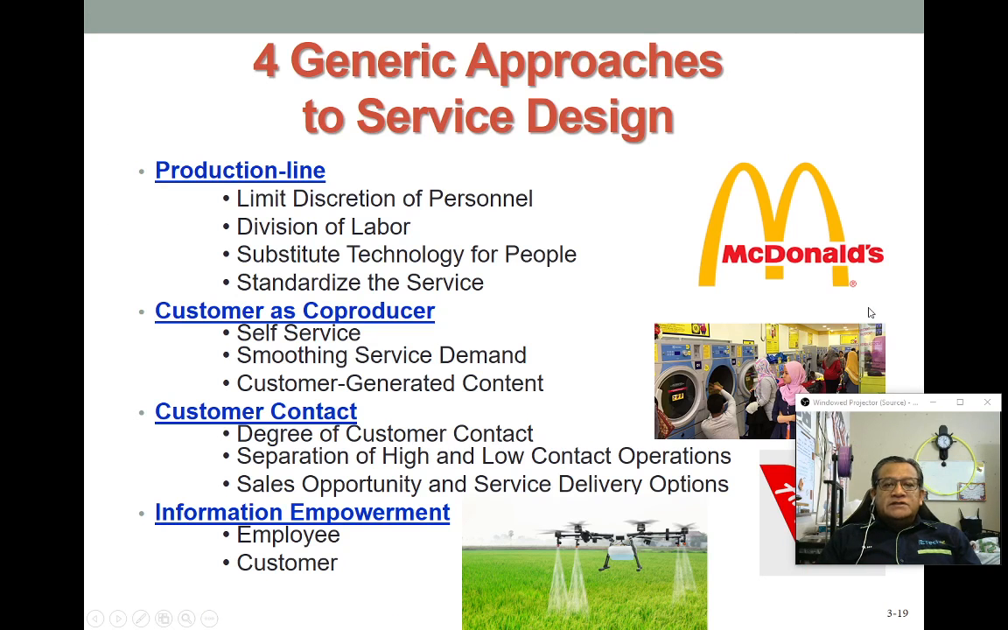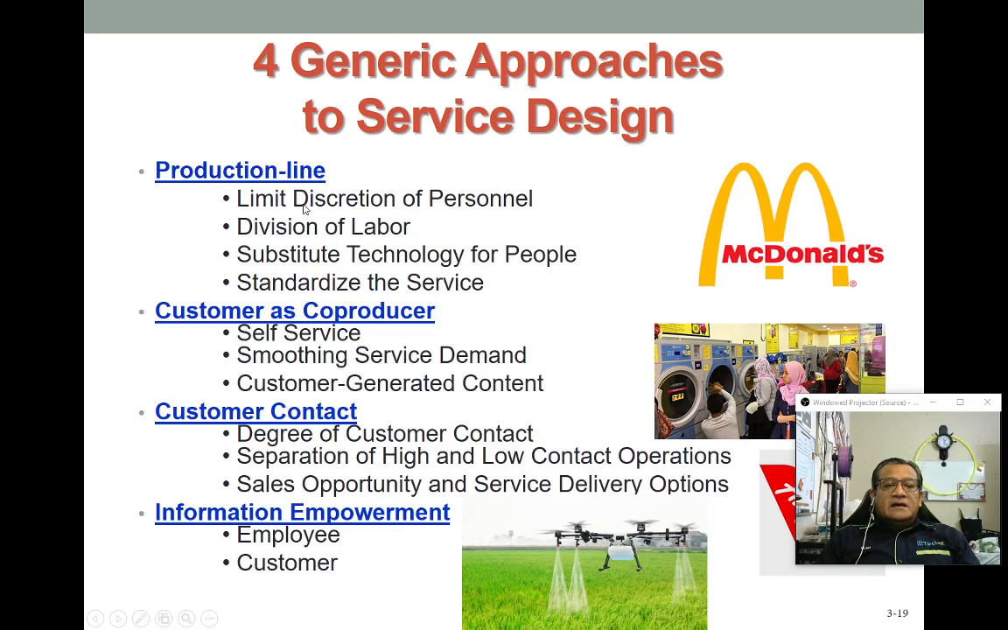Okay, there are four generic approaches to service design as explained in the book. The first generic approach they call production line. The production line approach to service design can be shown in the fast food industry, like McDonald's. McDonald's is a typical production line generic approach to deliver this service.